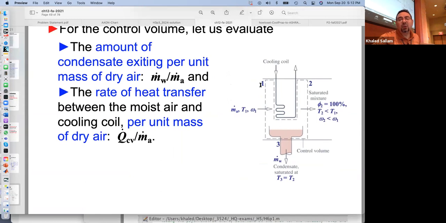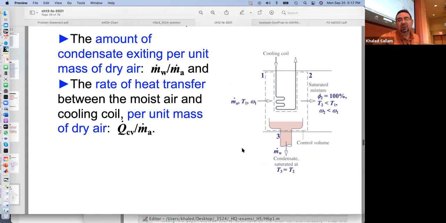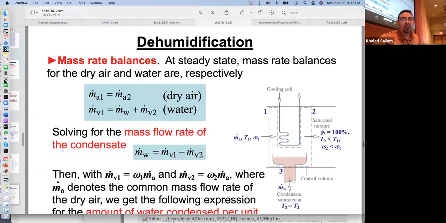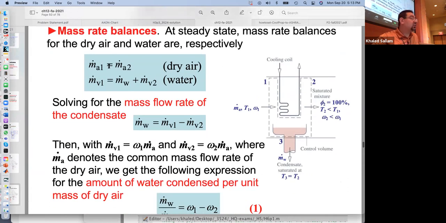So let's see in that cooling coil how we get this m dot water and how we get the Q dot. How do we get the m dot water? That's simple. It's W1 minus W2, because W1 is the bigger one, multiplied by m dot air. It's important, just like in that seawater, where you have two species coming in, salt and water, you do kind of like two mass balances.